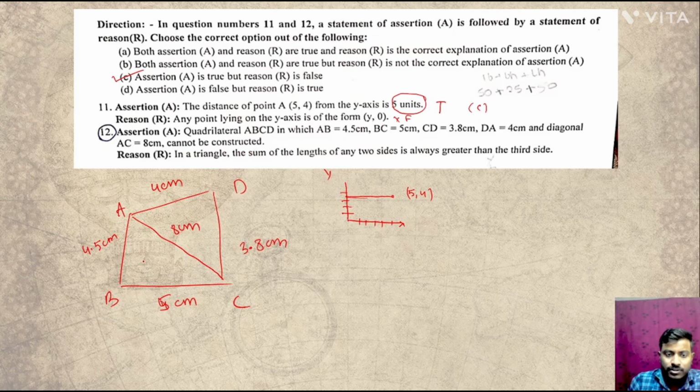Okay. Then use the triangle property. Sum of two sides greater than third side means 4 plus 3.8 is less than 8. So this quadrilateral we cannot construct. So it is correct. True. In a triangle, the sum of the lengths of any two sides is always greater than the third side. Also correct, and the correct explanation. So option number A is the correct answer. Okay. Next question.